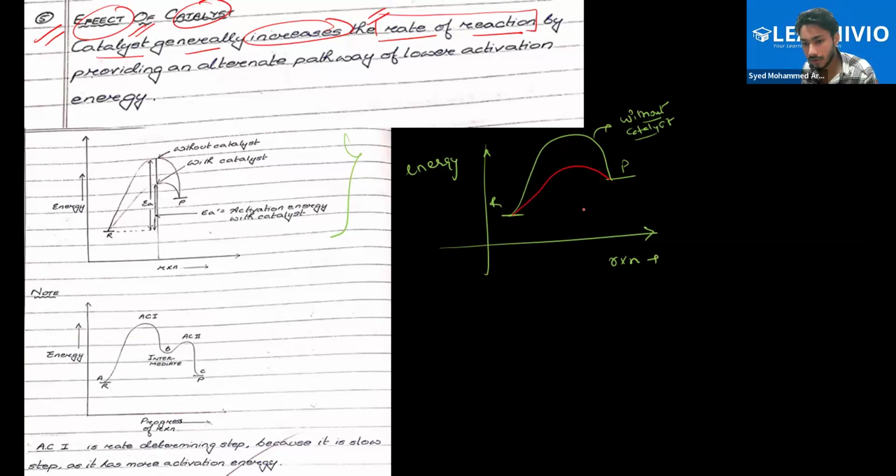See, this is the energy level for my product, EP, and this is the energy level for my reactant. And this is the difference, this is the reaction energy, and this is also the reaction energy. So this is the reaction energy, this is also the reaction energy, but without the catalyst my activation energy is more. This is my activation energy. Just one second, I've made a mistake.